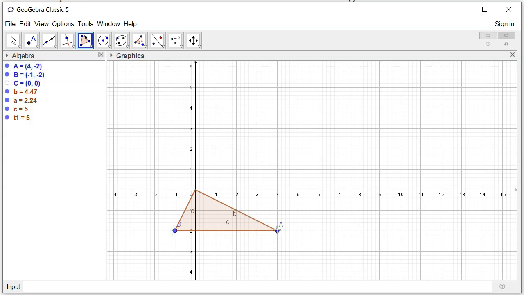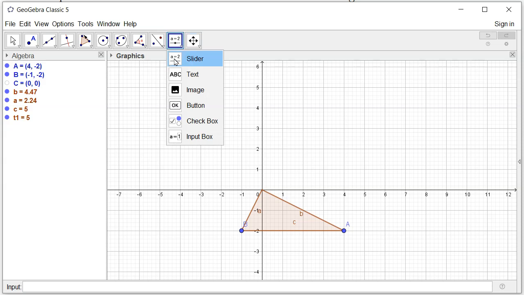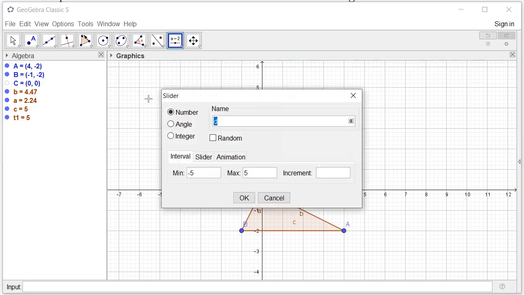What I want to do is control the motion, so I'm going to use sliders to do that. I'm going to need 3 sliders. I'm going to put one here and call this one T1. The range is going to be from 0 to 1, and the increment is maybe 0.01.